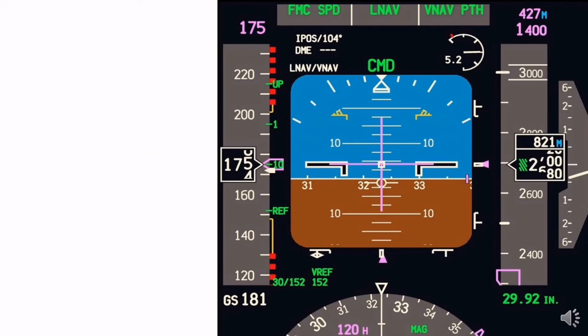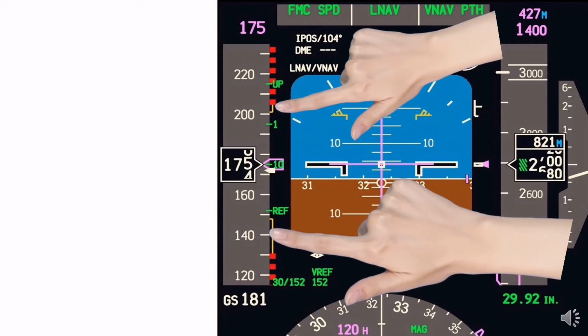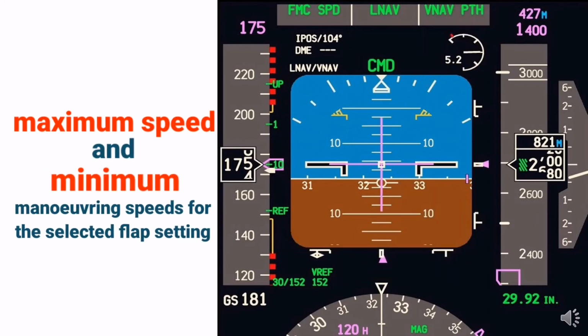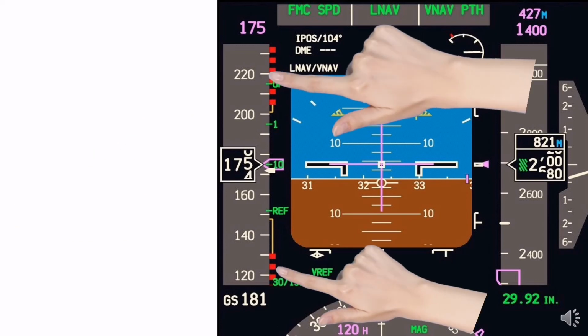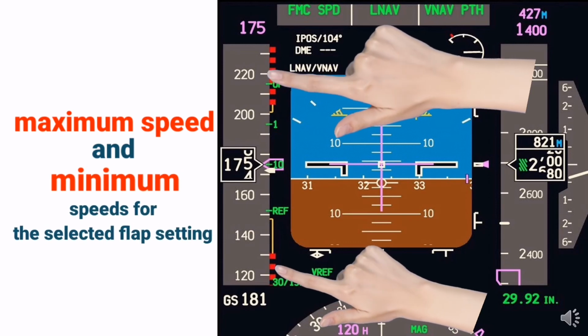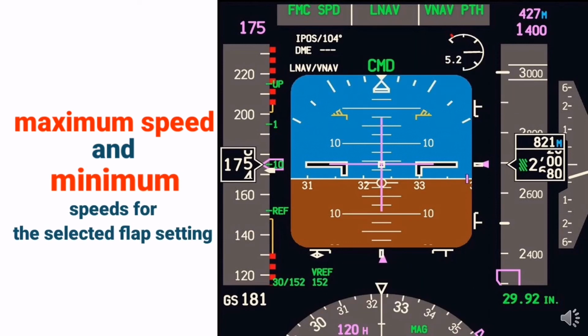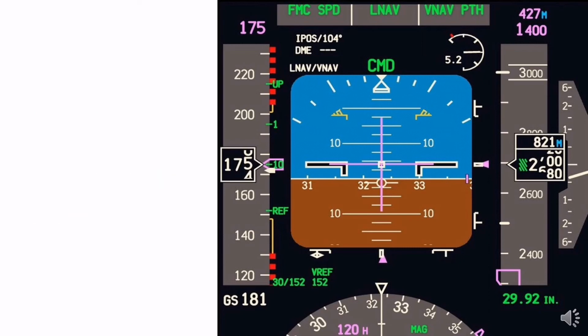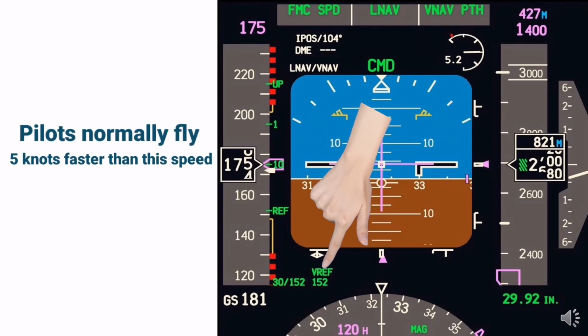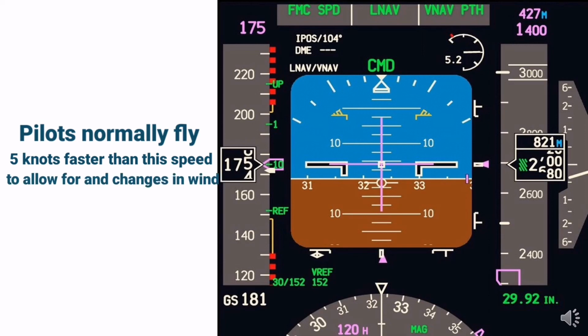The yellow lines here and here show the maximum and minimum manoeuvring speeds for the selected flap setting. The red dotted symbols show the maximum and minimum speeds for the selected flap setting. Vref is shown here at 152 knots. Pilots normally fly 5 knots faster than this speed to allow for changes in wind.